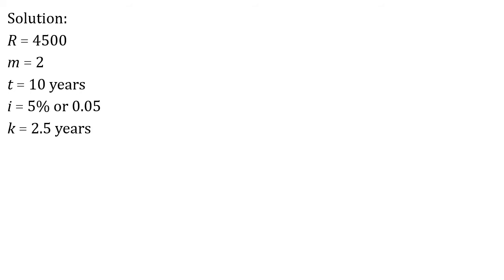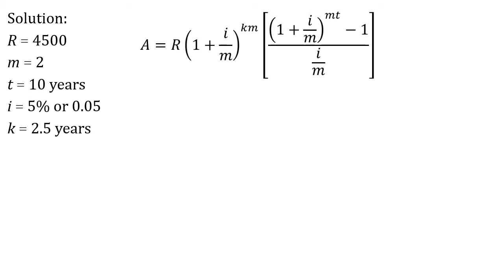For the solution, just substitute the values of R, M, T, I, and K to this formula for the future value of a deferred annuity, which is A equals R times (1 plus I over M) raised to Km times [(1 plus I over M) raised to MT minus 1] all over I divided by M.